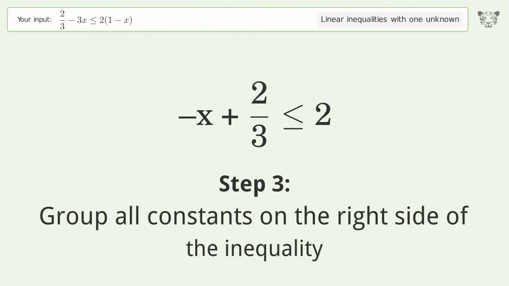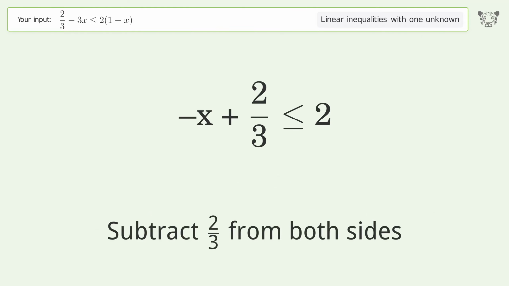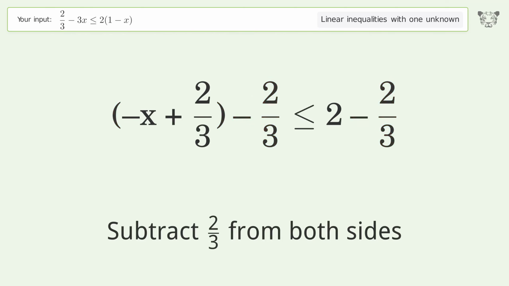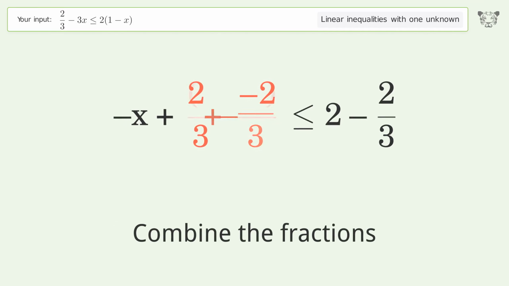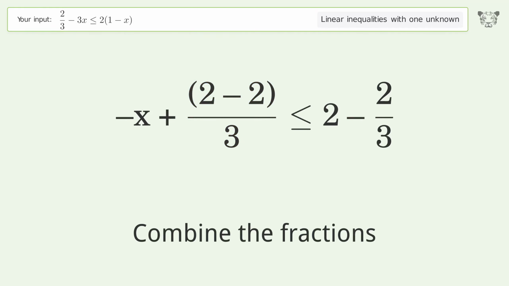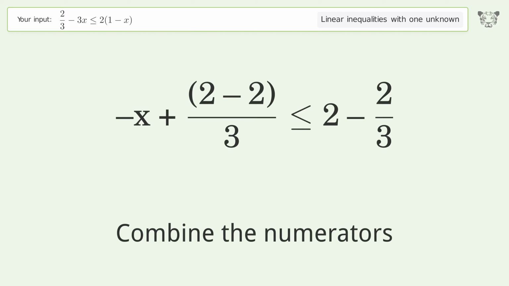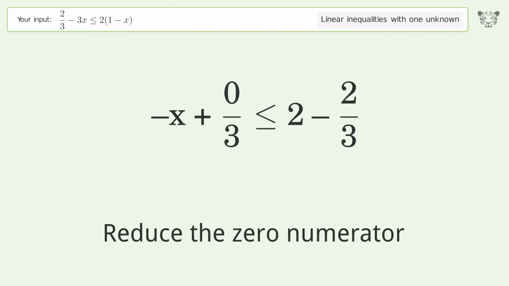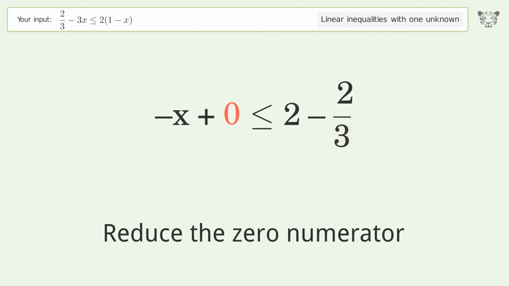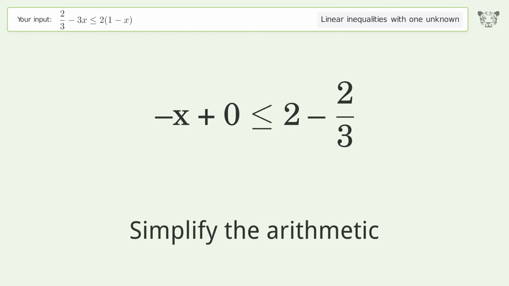Group all constants on the right side of the inequality. Subtract 2/3 from both sides. Combine the fractions. Combine the numerators. Reduce the zero numerator. Simplify the arithmetic.